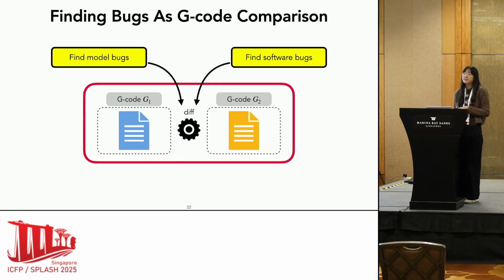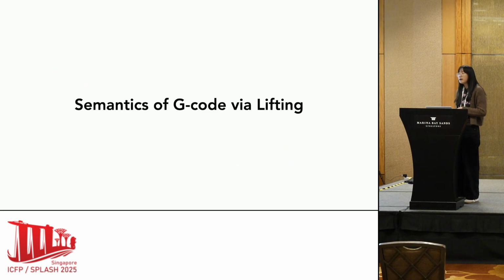So in every case, applying differential testing comes down to comparing two G-code programs. And since G-code is essentially a set of instructions telling the printer how to move and extrude the filament, what we really care about is whether two G-code programs are semantically equivalent, meaning that they actually represent the same object. And to make that possible, we first need to define the semantics of G-code.